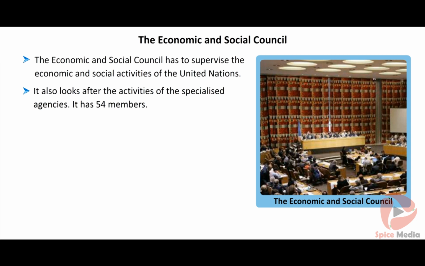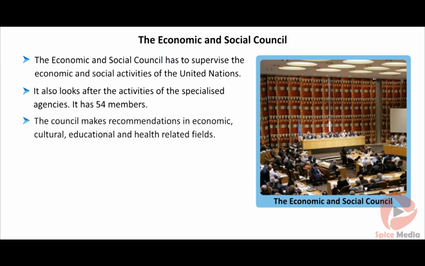It has 54 members who are elected by the General Assembly. Each member serves a 3-year term. The Council makes recommendations in economic, cultural, educational, and health-related fields. It also promotes human rights and fundamental freedom for everyone.